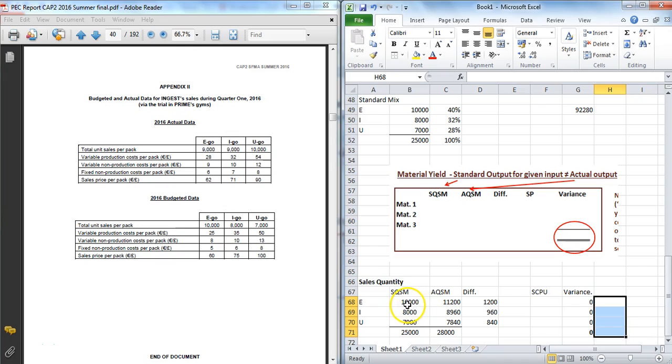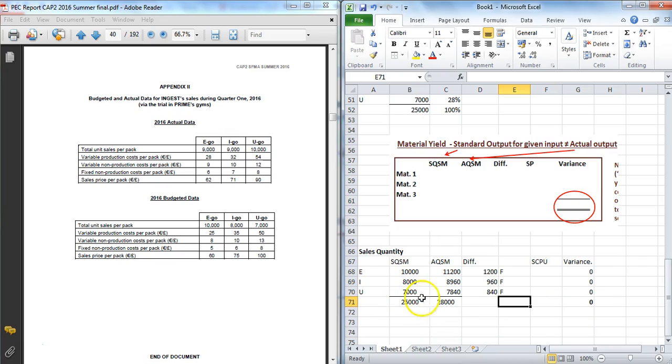So I'm asking myself here, okay, based on the standard quantity, standard mix, I expected to sell 10,000 units. I actually sold 11,200. This must be favorable, because remember at sales, I sold more than expected. Similarly here, expected to sell 8,000, sold 8,960, therefore that's favorable as well. And the same here. So right throughout all the products, I sold more than expected. Holding constant the mix, I just sold more in general units than budgeted.